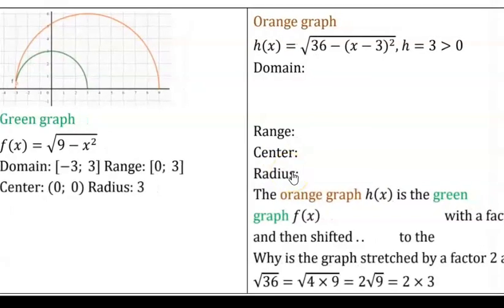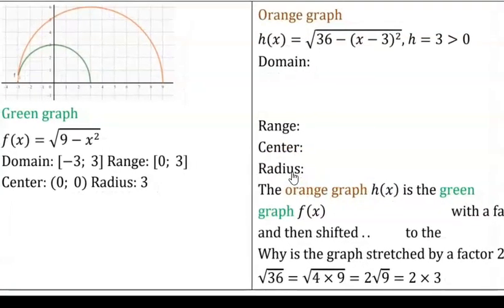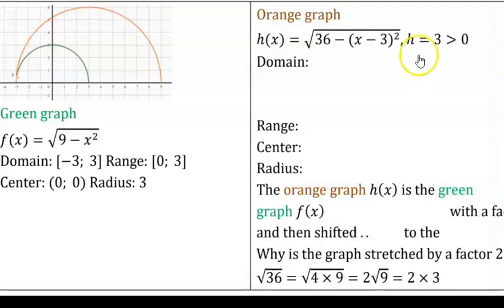This is now my orange graph, and I now said that this is the equation, and you have to be able to write it down on your own. So what's happening here? We see that in this case the orange graph is much bigger than the green graph, but how much bigger? Let us first look at the domain.